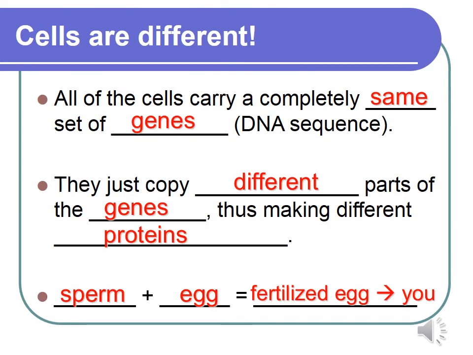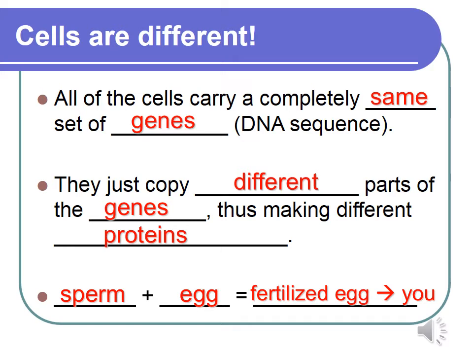So all cells carry completely identical DNA sequences. All the cells in an organism have the complete set of genes that every other cell has. So they have the exact same gene sequences. They must copy different parts of the gene sequences that allow them to make the different proteins.